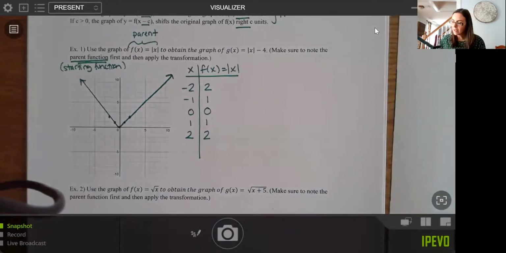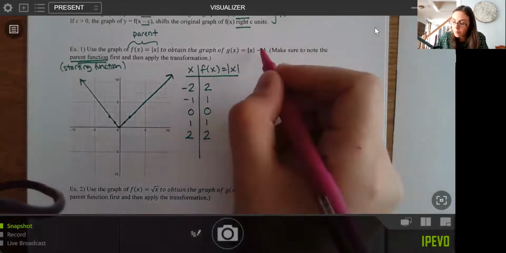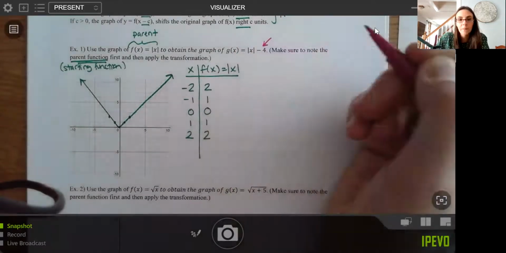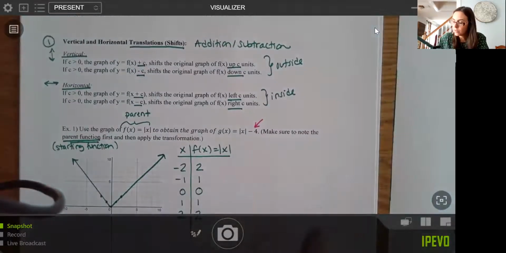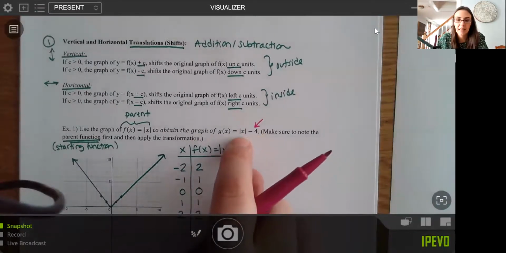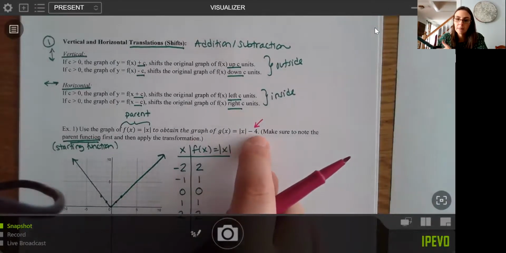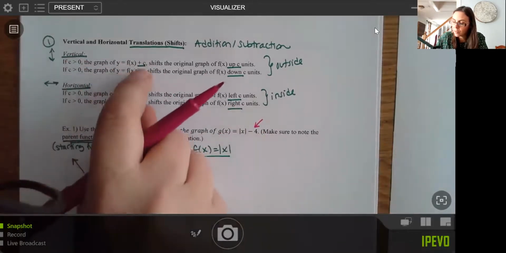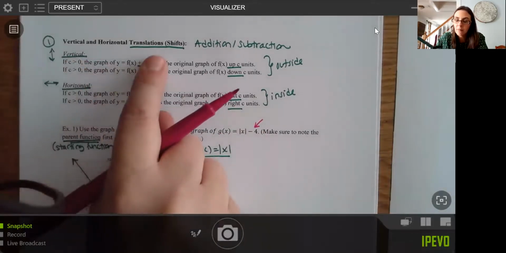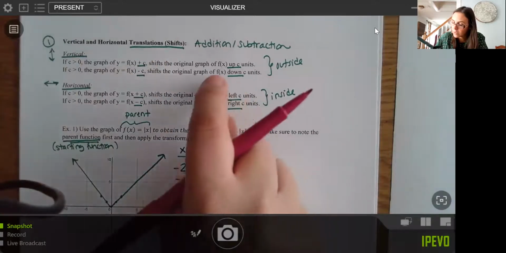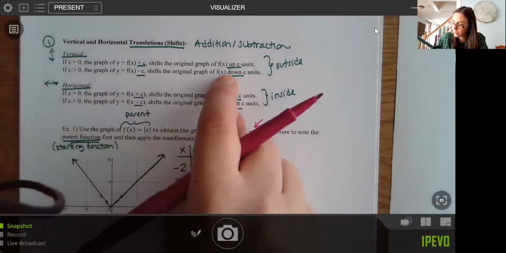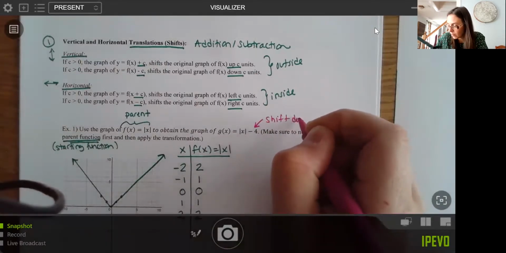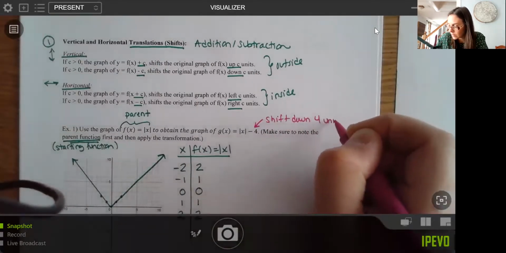So now I'm going to look at my transformed function. So notice here I'm starting with the original, but I have this -4. And I want you to notice that the -4 is not occurring inside anything. It's just kind of attached at the end. When you have that, you have a vertical change. So that plus or minus is just kind of being attached on the end there. So if it's a -4, it's going to go down 4 units. So this means that we have a shift down 4 units.